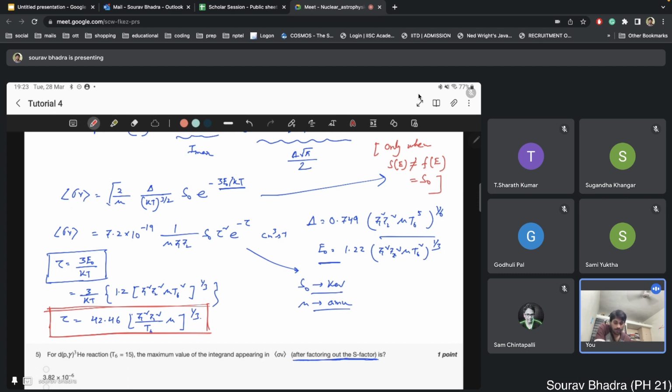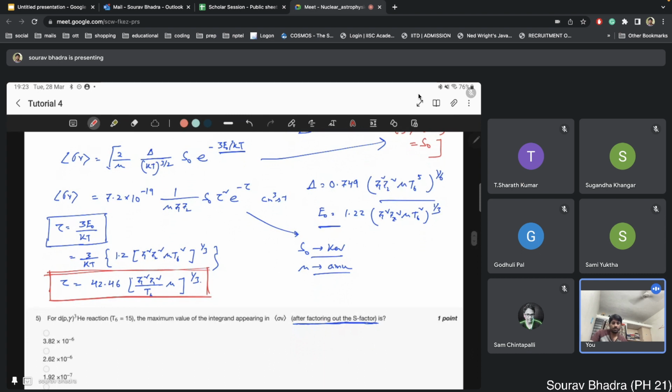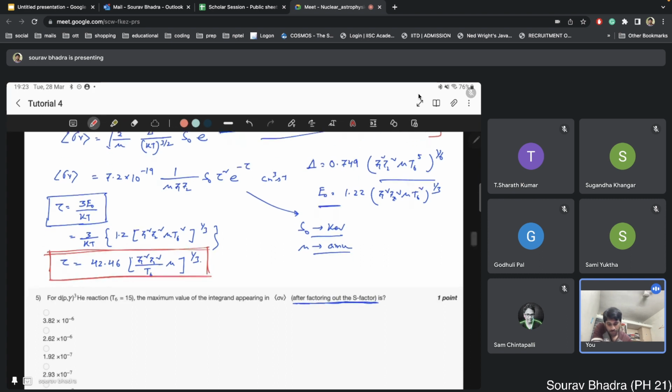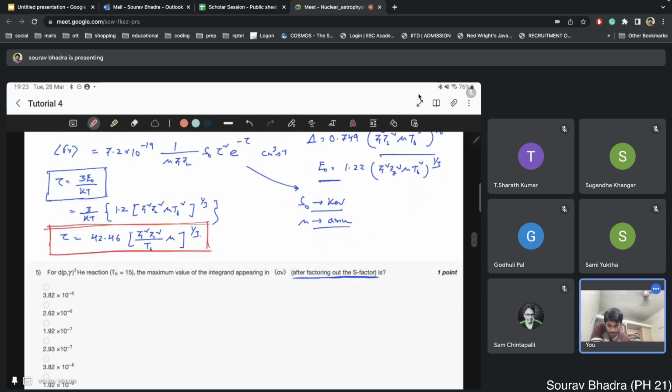Only at that time you can write your expression of sigma v like this. That's why in question number 5, it is given that after factoring out the S factor, otherwise you cannot tell it, because you don't have that form of S, how it is depending on the energy. Now coming to the problem, another thing we have to calculate.